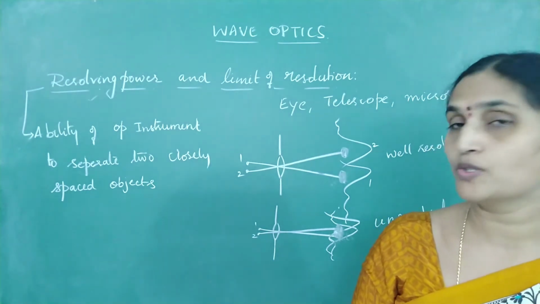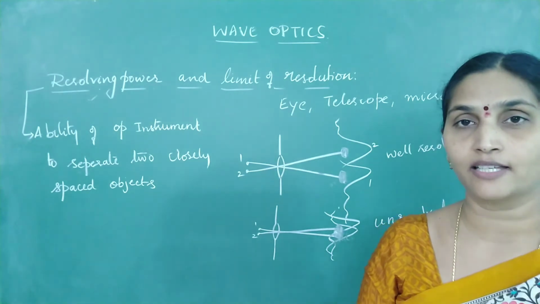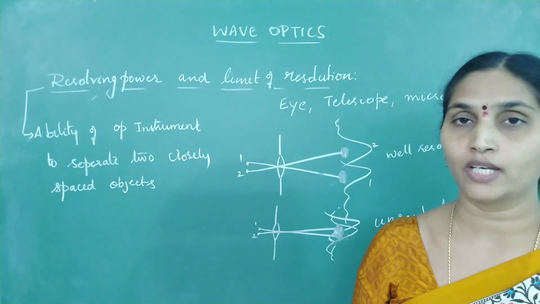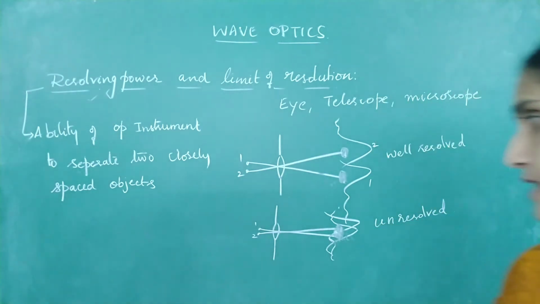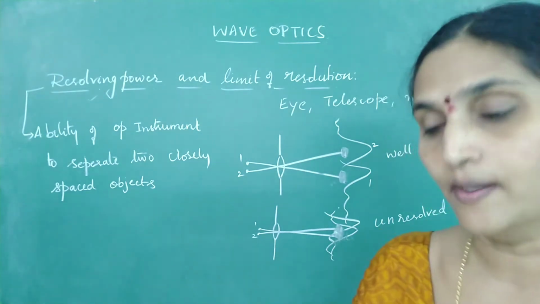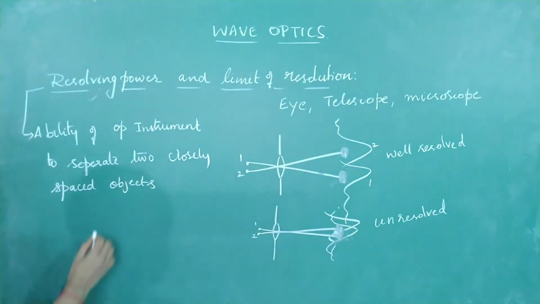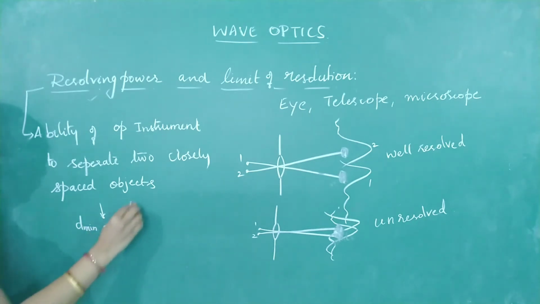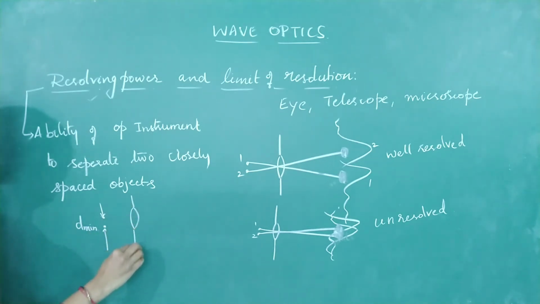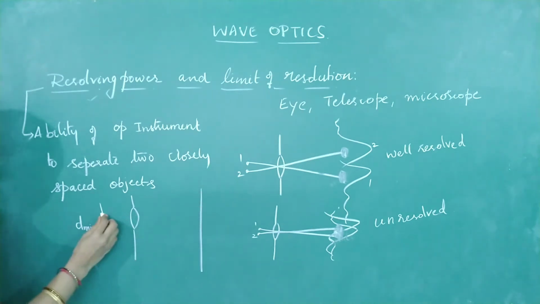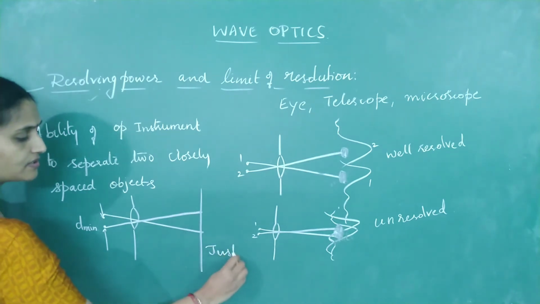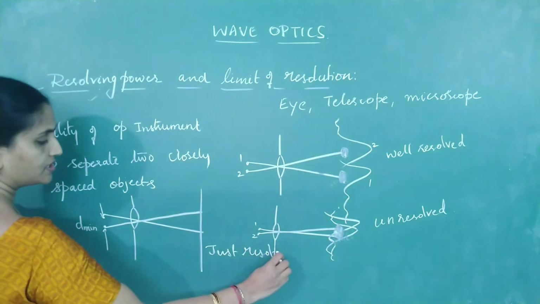But for this resolution to occur, we need to understand one criteria which was given by Rayleigh, and that's called Rayleigh's criteria. So let us see what is the meaning of this Rayleigh's criteria. According to Rayleigh's criteria, he says that if 2 point objects are placed at a certain minimum distance, okay, and you are observing them through an objective lens, the 2 point objects can be just resolved. Okay, I am using the words just resolved, the limiting condition.